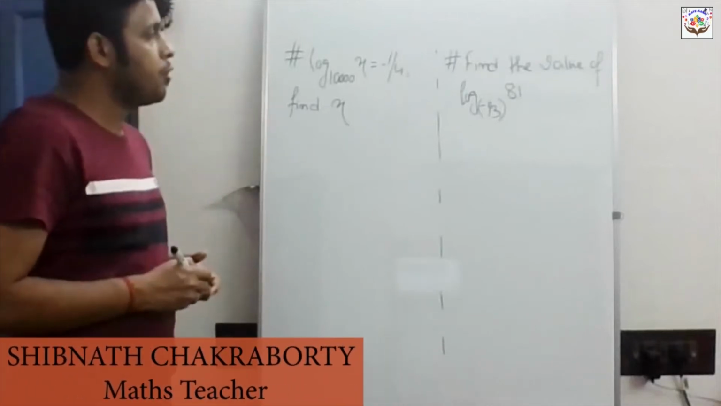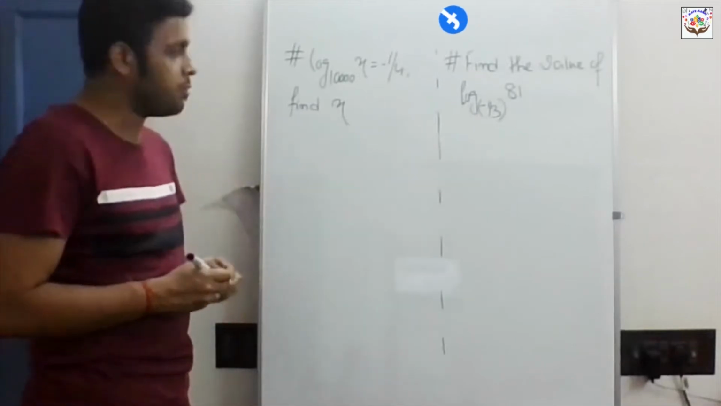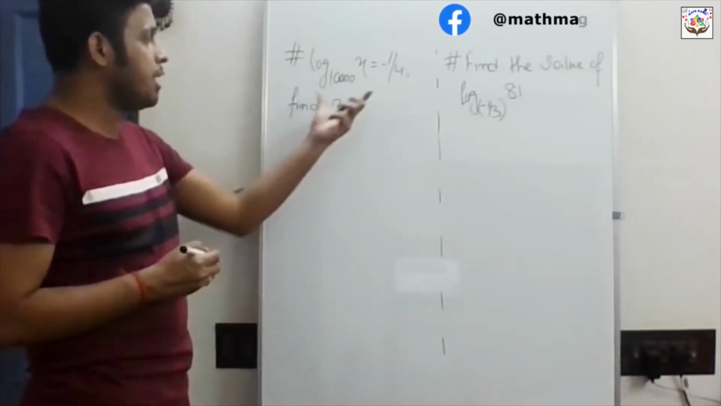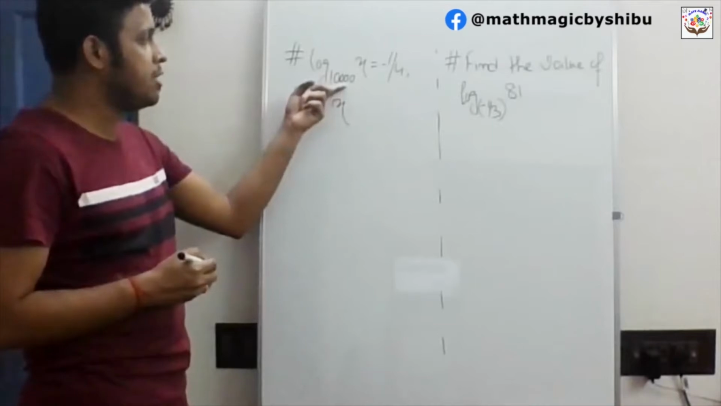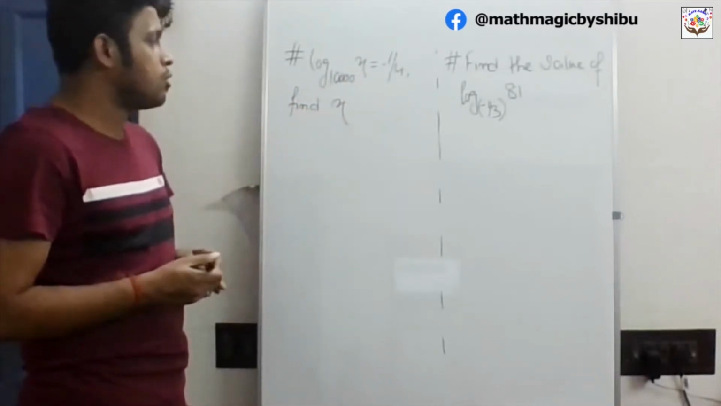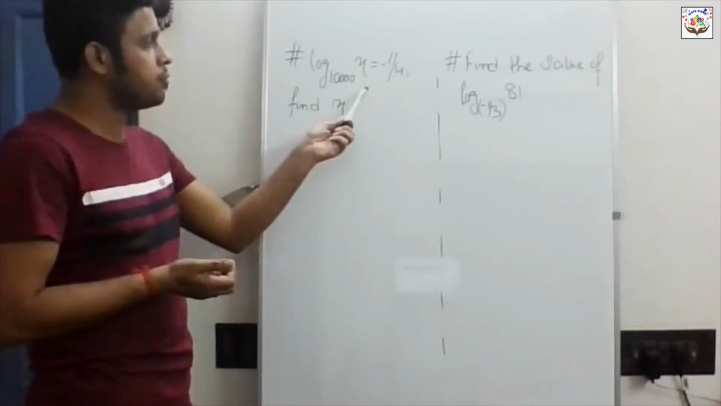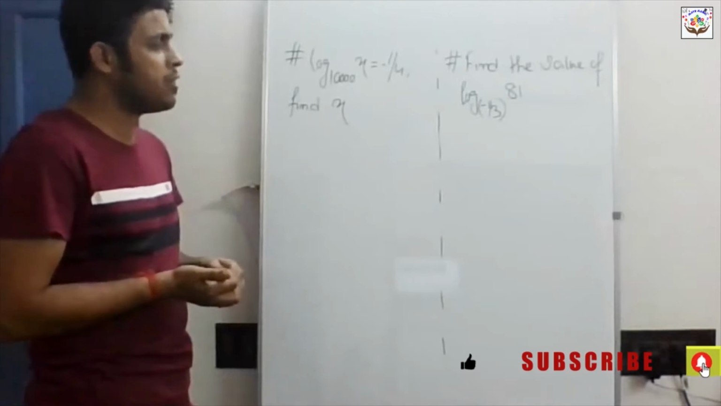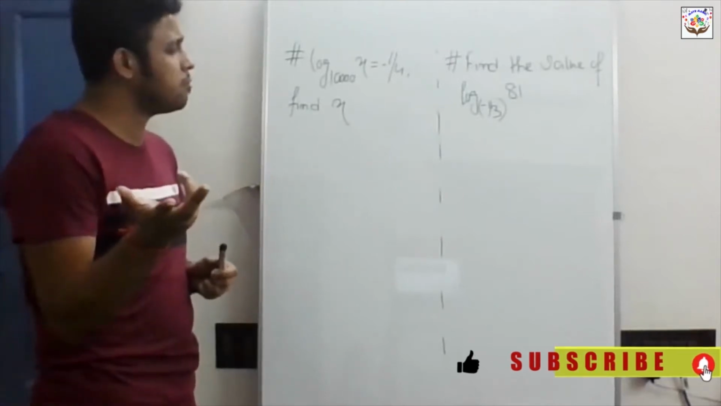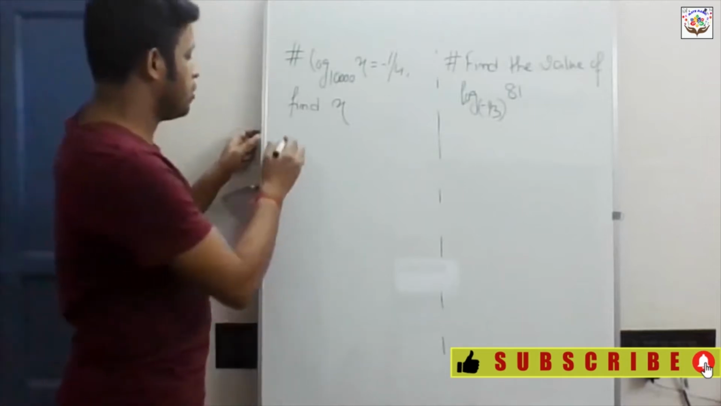Hi. So we will now solve these two problems on logarithm. As you can see, log in the base 10,000 of x equals minus 1 by 4. So we need to solve and find the value of x. I hope it will be very easy and it will be done in 2 to 3 steps.